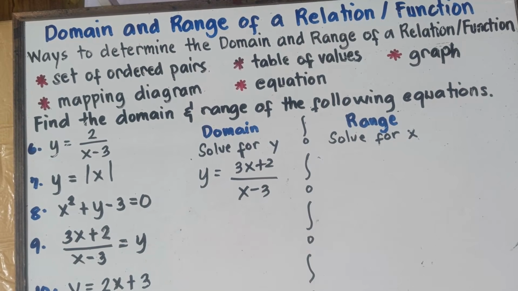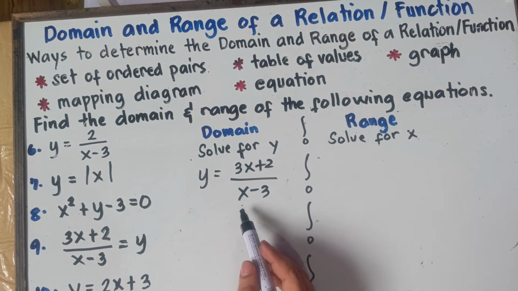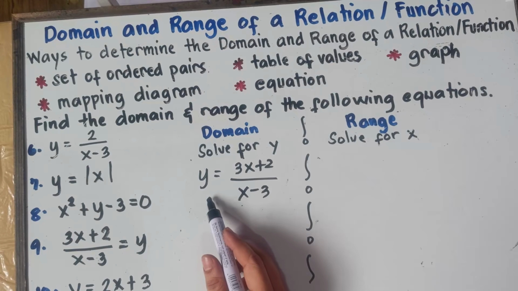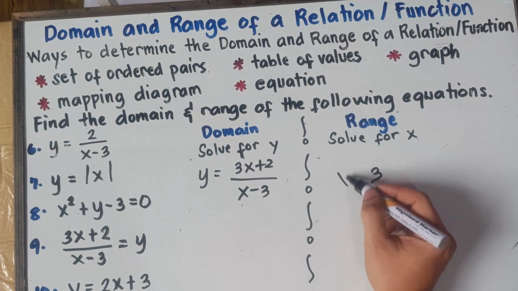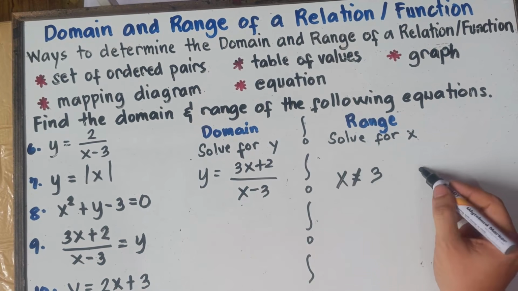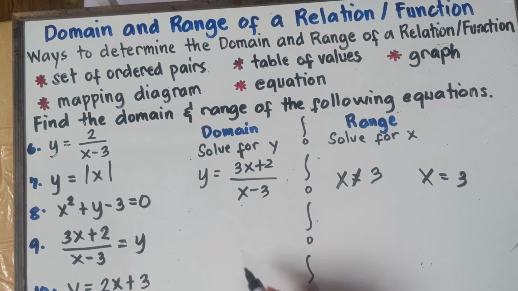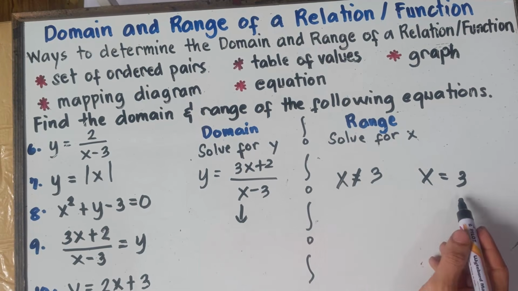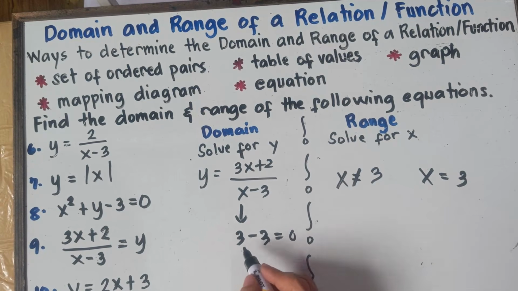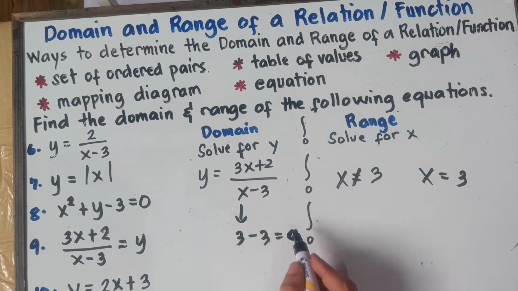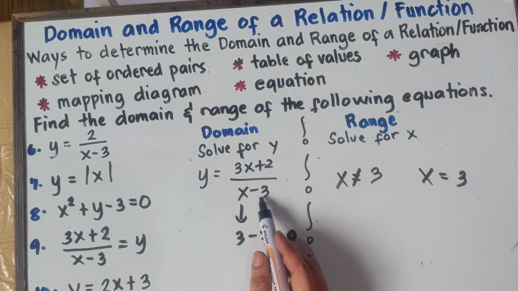This is just the same, class. So what will be the value of x so that you can have a valid answer for y? Therefore, class, x should not be equal to positive 3, because if x is positive 3, then 3 minus 3 would be equal to 0. You're not allowed, class, to have your denominator equal to 0.